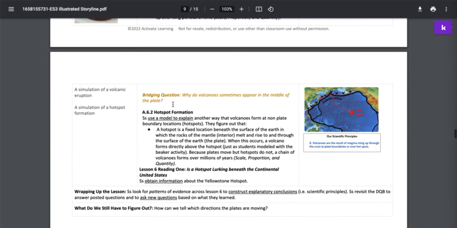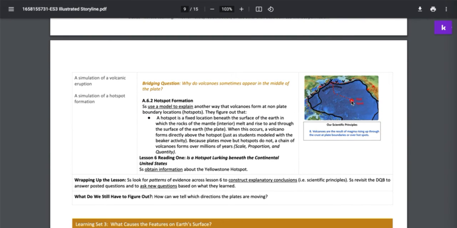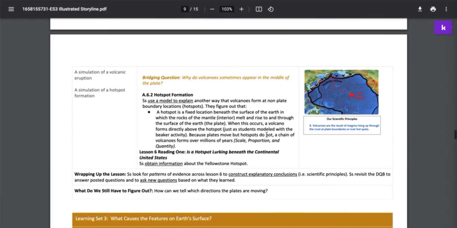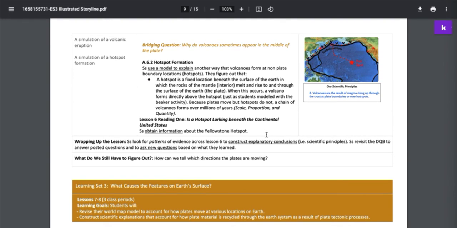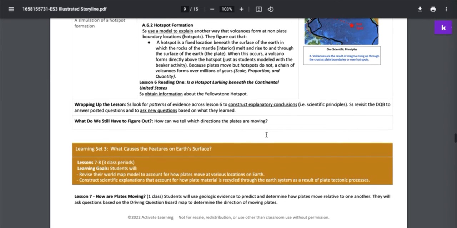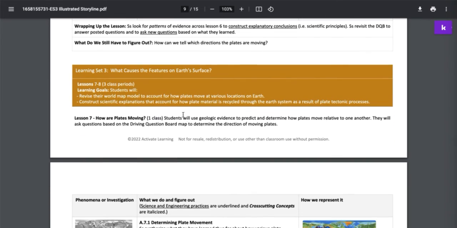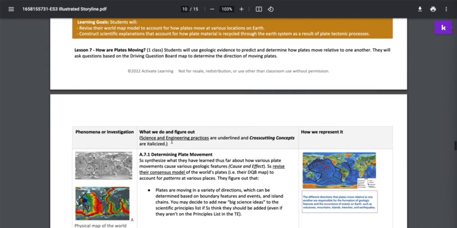Let's see, talk about hotspots a little bit. What's going on in hotspots, so Hawaii and how that works. And that's kind of the end. So we're just talking about how do you make new rock and how are things moving through the planet? What are some of those movement pieces that are going on? What are some of the plate interactions, I should say? And then you get into lesson 7, how are the plates moving?